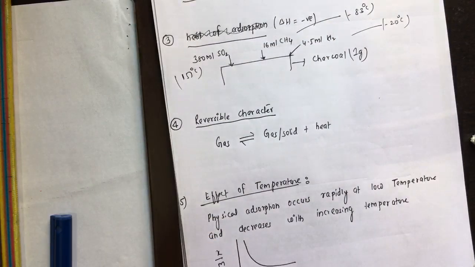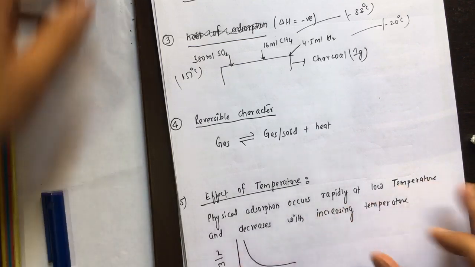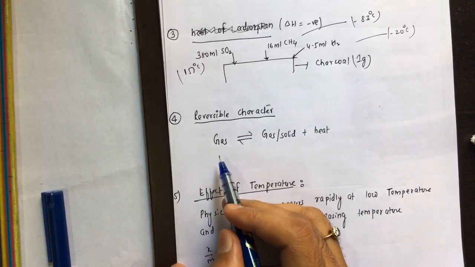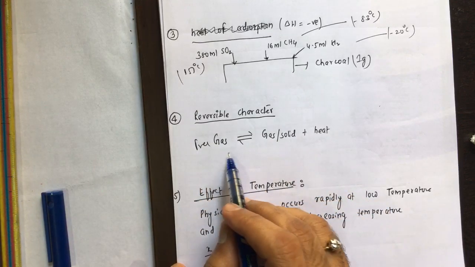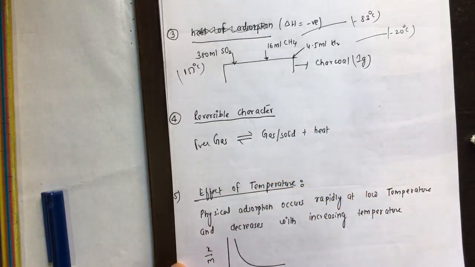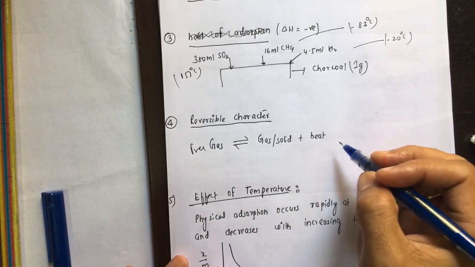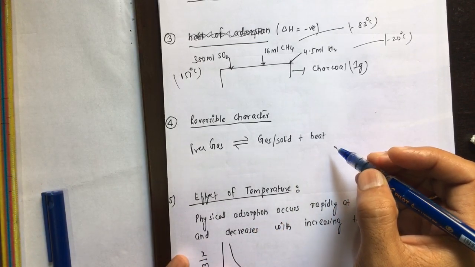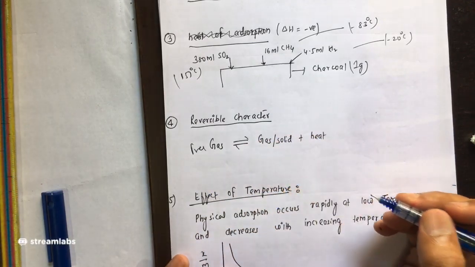Next is the reversible character. Physical adsorption is a reversible process, as I told you. It passes into chemical adsorption, but chemical adsorption does not pass into physical adsorption. If you have a free gas and the gas which is adsorbed, the free gas is in equilibrium with gas in solid plus heat. Adsorption is an exothermic process, while the reverse is desorption, which is an endothermic process.